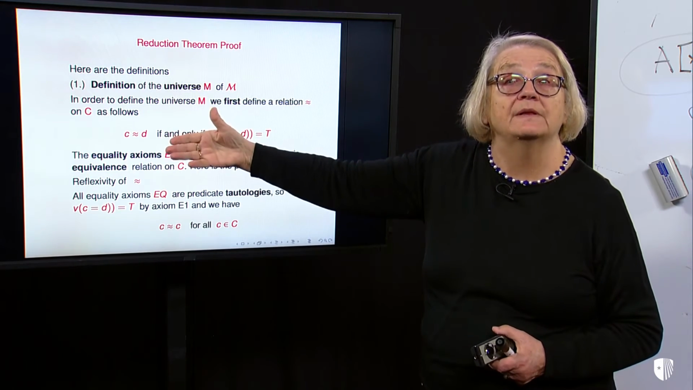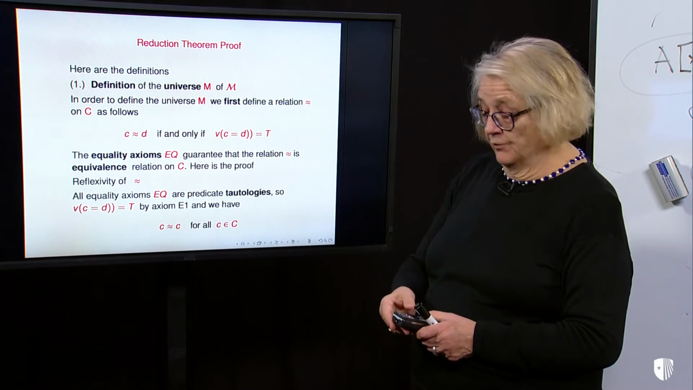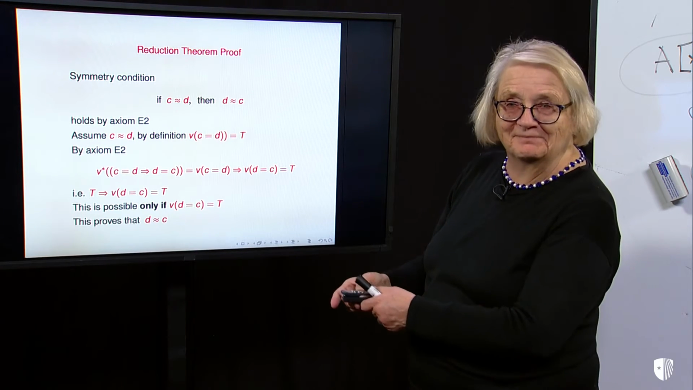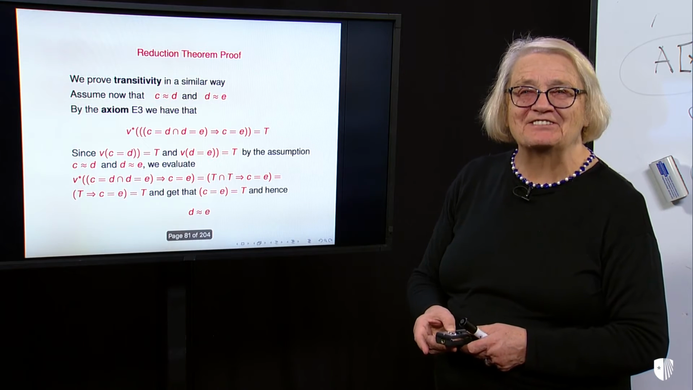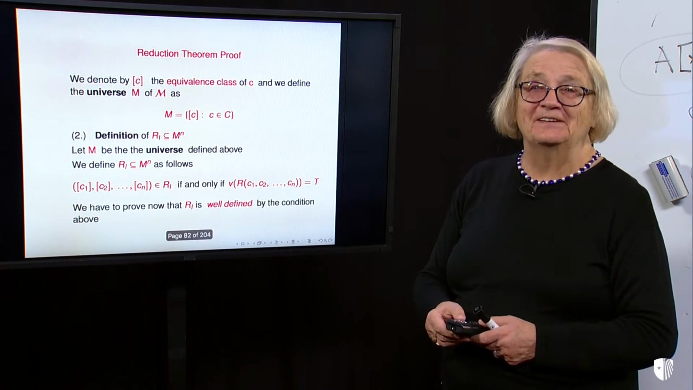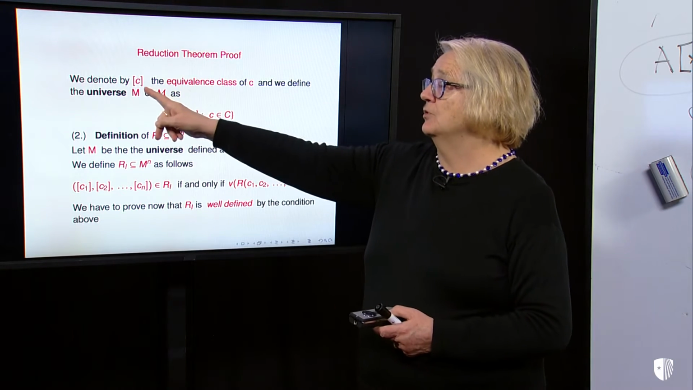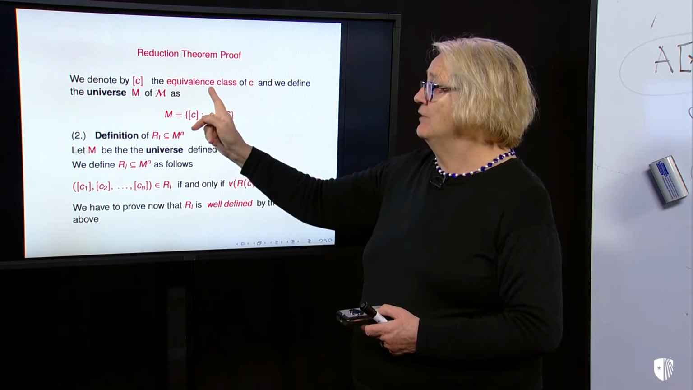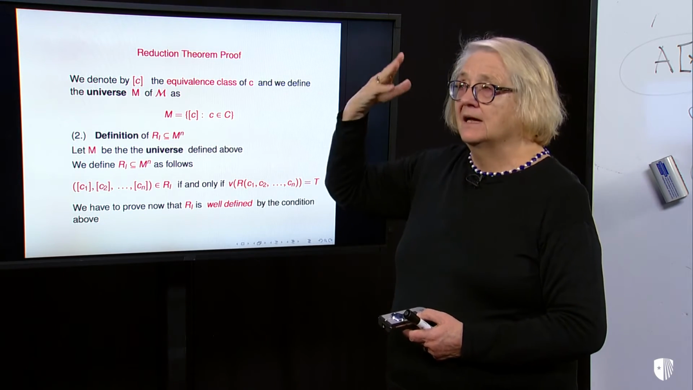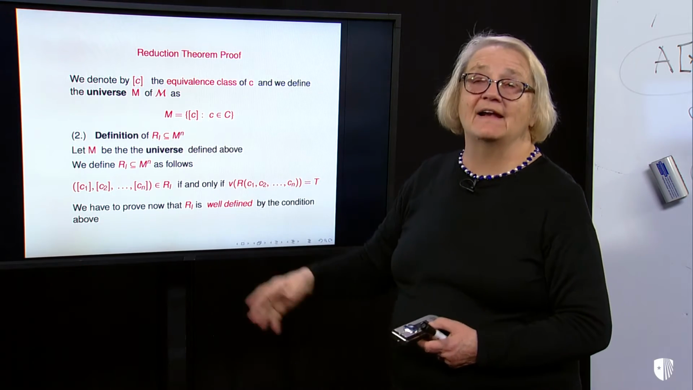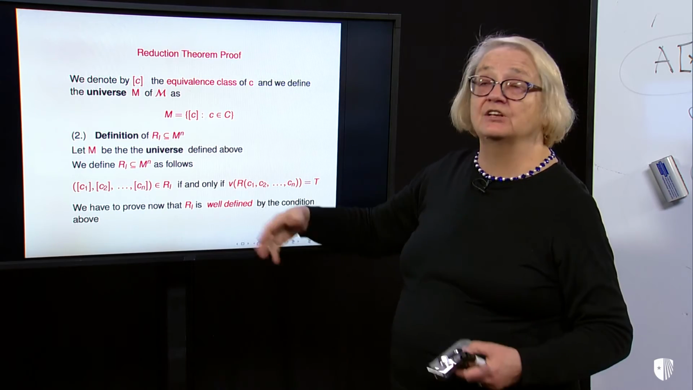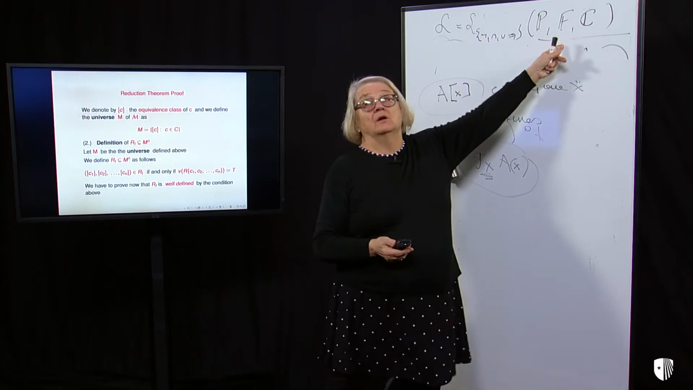That's why we have logic with equality. And then I prove reflexivity, symmetry, a nice exercise on equivalence relations using the definitions, and transitivity, very nice definition. We denote by [c] the equivalence class of c, and our canonical model universe consists of equivalence classes of those witness constants which we added to our original constants.